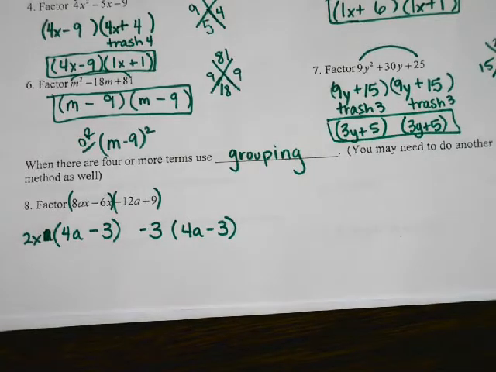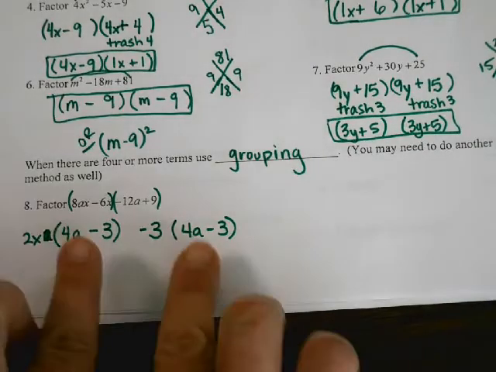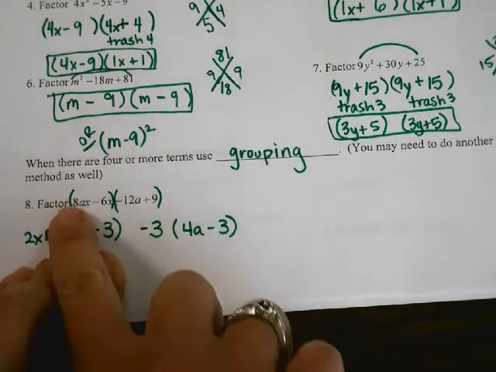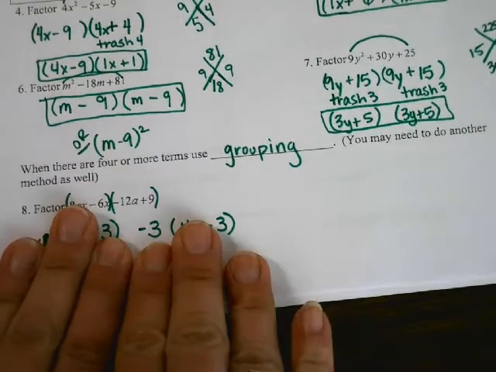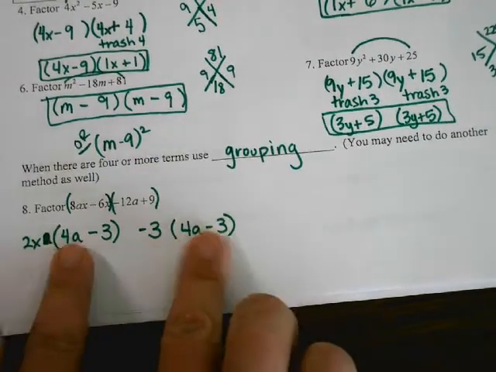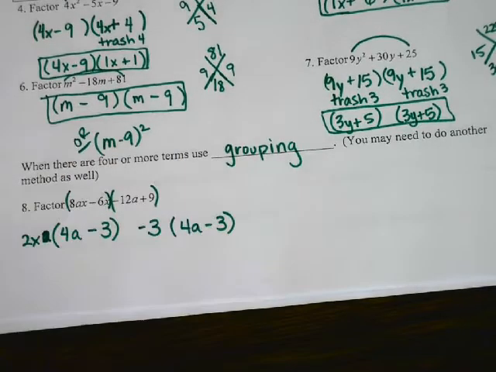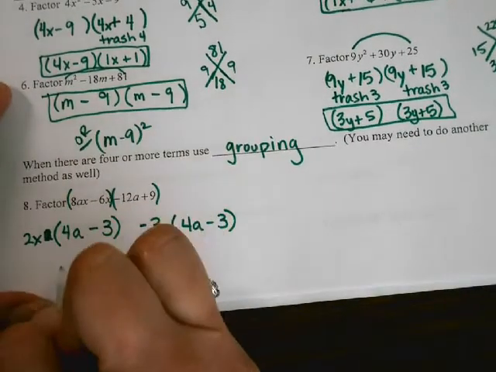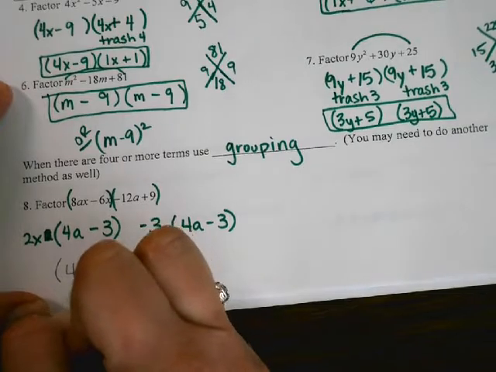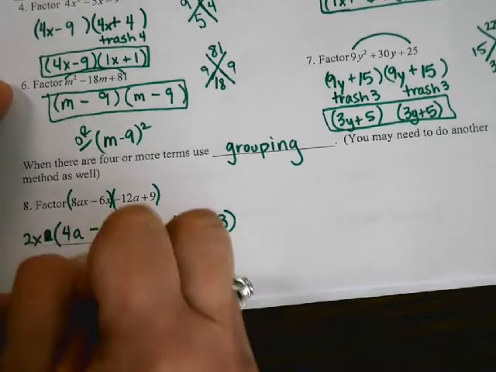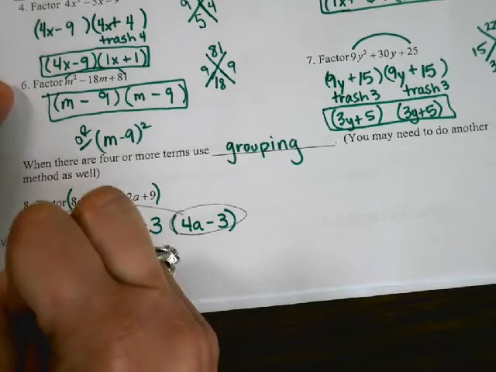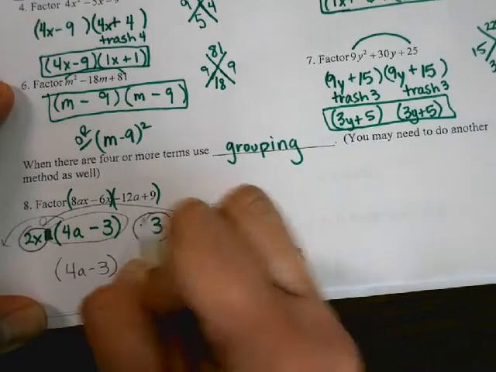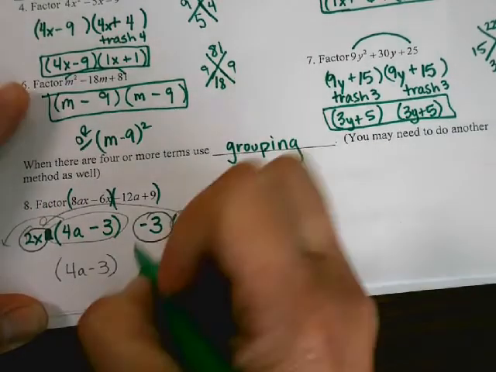Now, think about pulling them out again. Essentially, I've changed this guy, so now instead of having 4 terms, he's got 2 terms. Here's one term, here's another term. Think about what do these two guys have in common? They have a 4a minus 3 in common. So essentially, I'm pulling it out again. So whatever is in your parentheses, you pull it out. And I'm left with 2x minus 3.